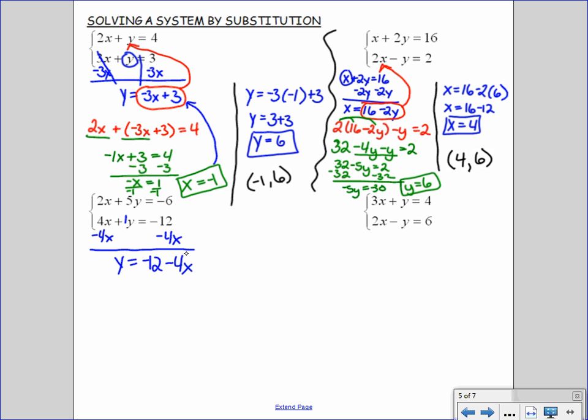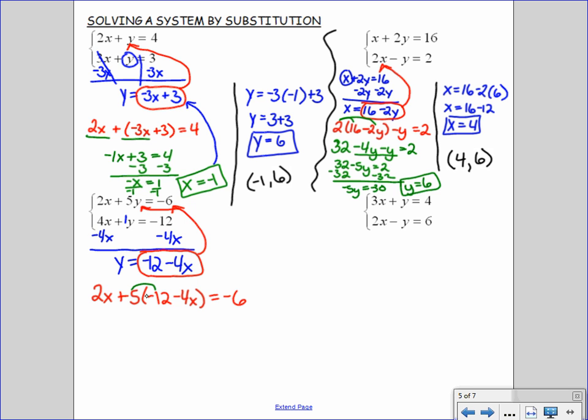Now I'm going to take this y value, the negative 12 minus 4x, and plug it into the previous equation for the y. So 2x plus 5 times our y value of negative 12 minus 4x is equal to negative 6.